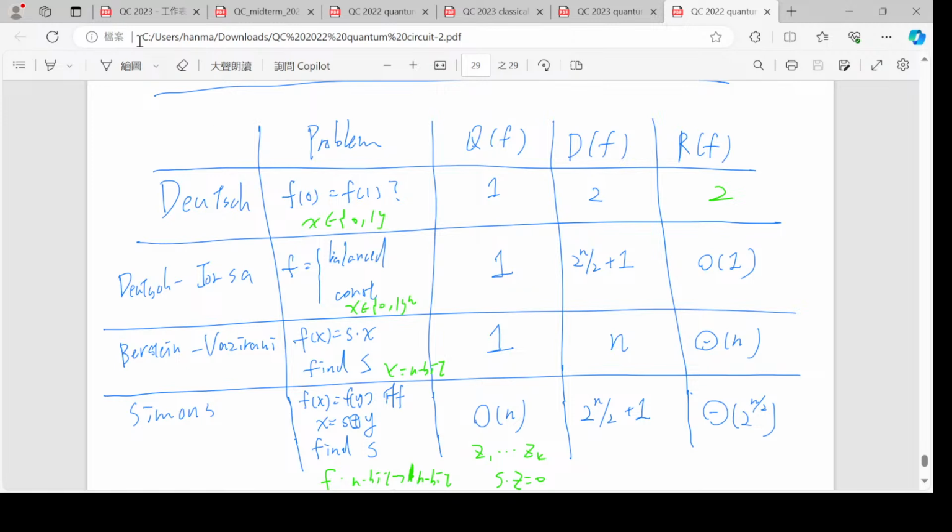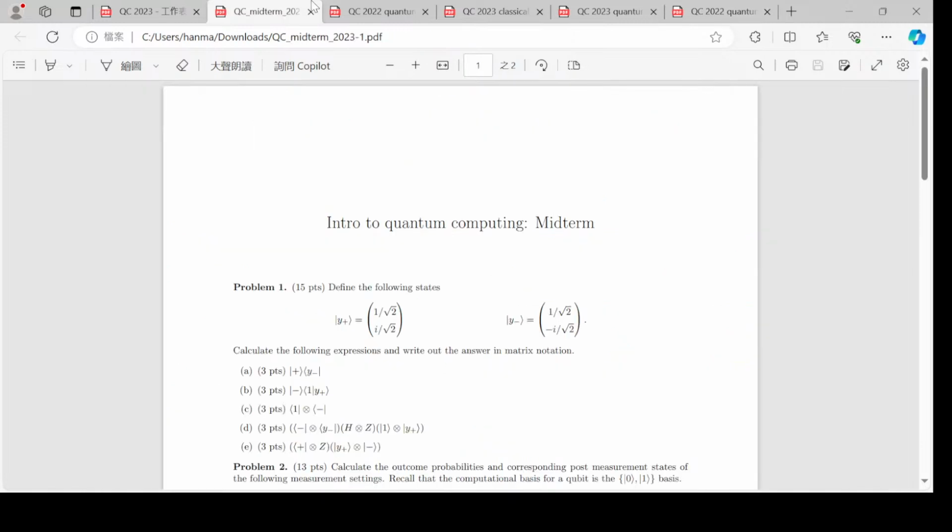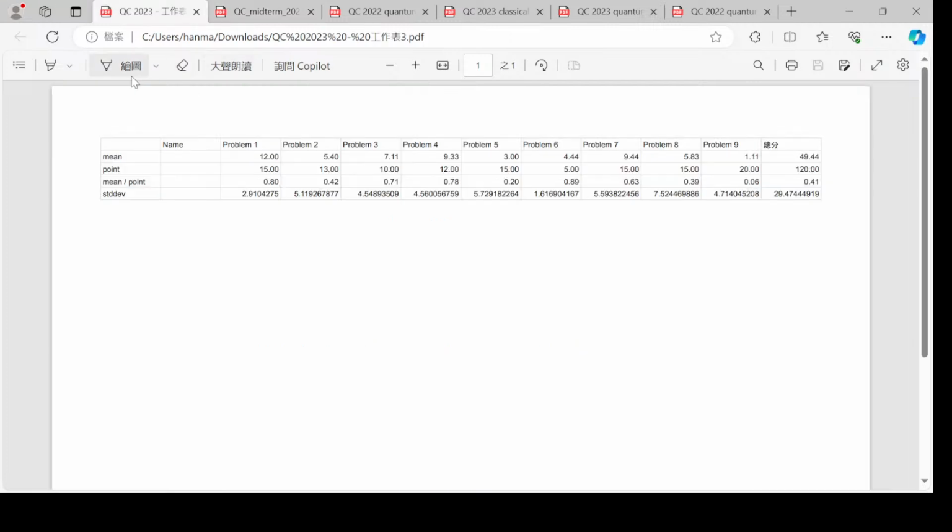But now we need to go back a little bit to the midterm. As we said, we will do the midterm explanation today. And before I do the explanation, let's take a quick look at the statistics of the midterm.